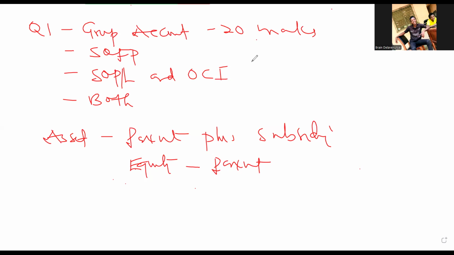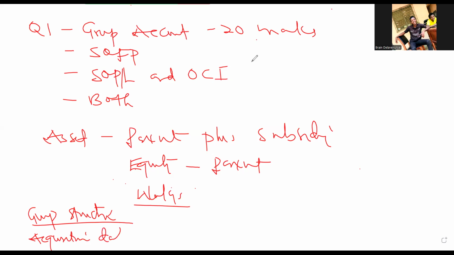Then you go to your workings. In your workings, you have to show the group structure. What is the parent's percentage holding in the subsidiary? What is the acquisition date? You show the acquisition date. What is the reporting date? You also show the reporting date. Then you show the post-acquisition period. The post-acquisition period is from the date of acquisition to the date that you are preparing the financial statement. How many years, how many months is that?